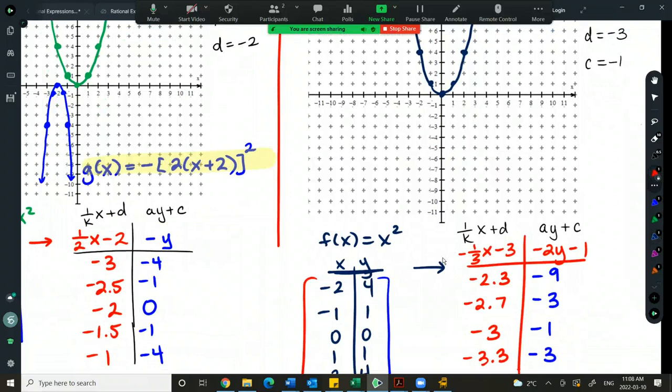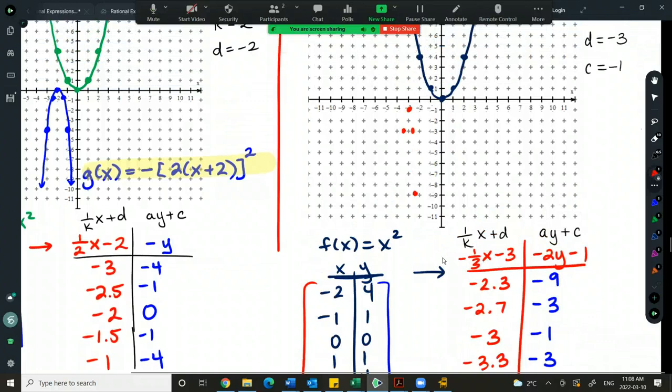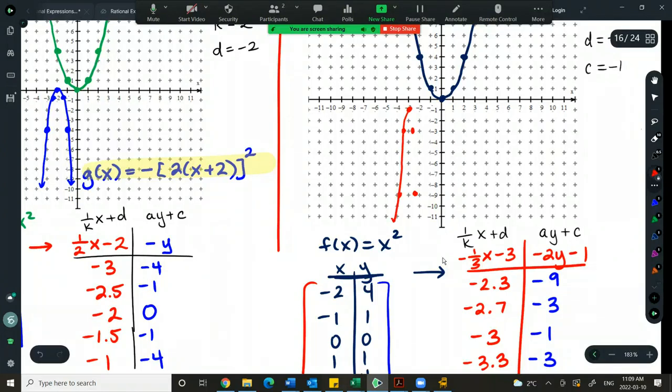So negative 2.3, negative 9. That's about here-ish. This one's going to be kind of skinny. Negative 2.7, negative 3. Negative 3, negative 1, that's here. It's going to be very squished. Negative 3.3, negative 3, it's about here. And then negative 3.7, negative 9, about here. Oh, no, sorry, it's about here. So very tiny because we did a horizontal compression and also a vertical stretch.